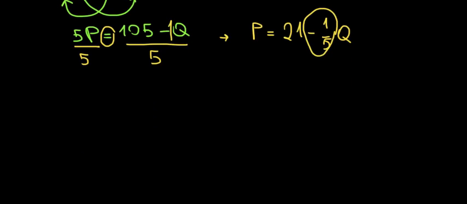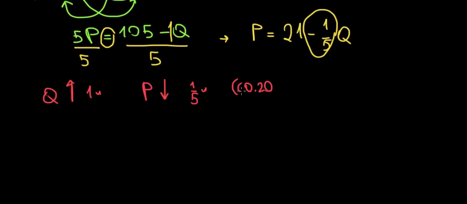And let's write it in common words, in common sense. What does that mean? Well, when quantity increases by 1 unit, price decreases by 1/5 of a unit. Or in our case, let's say that would be just 20 cents, because it's a fifth of a euro. So quantity increased, price decreased, meaning that if people want more and we want to deliver more, we have to reduce the price for them to buy it. So price would go down.